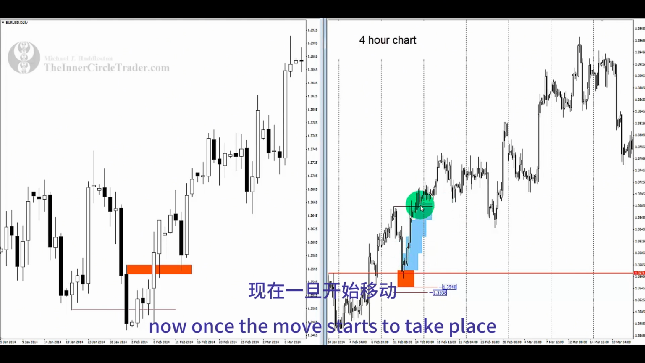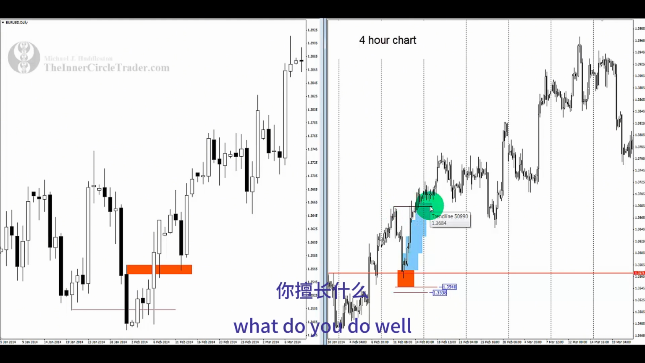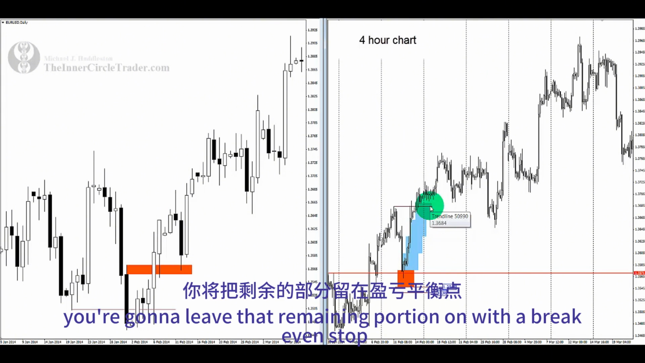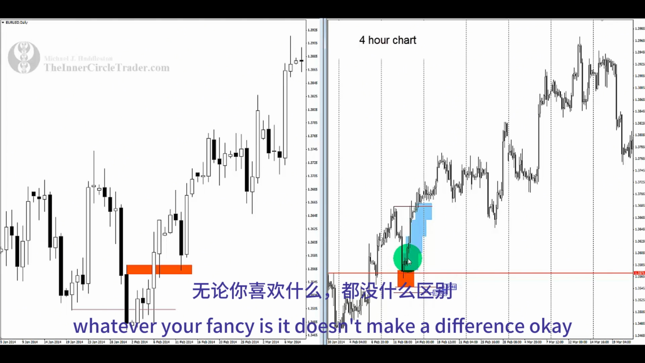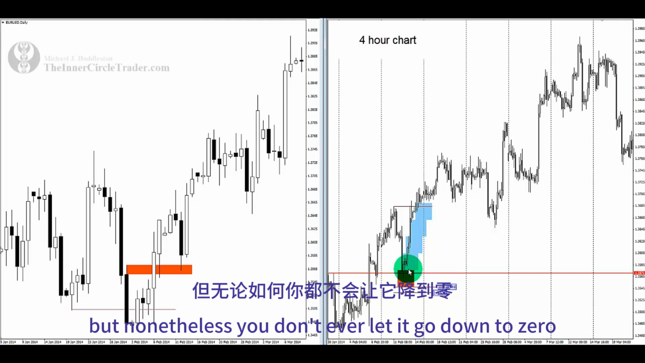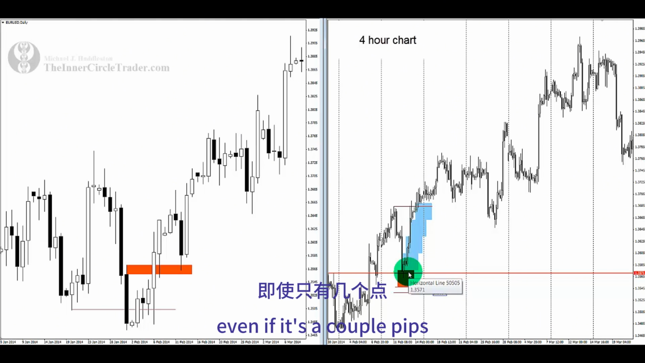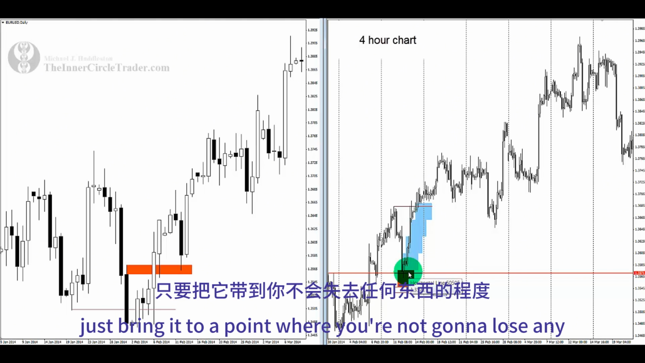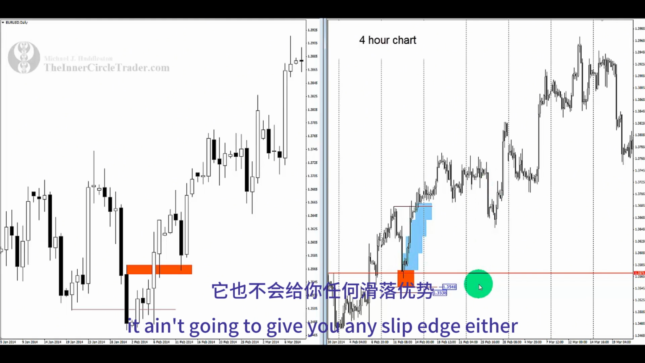Now, once the move starts to take place, and if you take 75 to 80% off of your trade here at this old high, what do you do? Well, you're going to leave that remaining portion on with a break-even stop or plus 10 or plus 20. Whatever your fancy is, it doesn't make a difference. But nonetheless, you don't ever let it go down to zero. So you're going to have to at least factor in something, even if it's a couple pips, 5 pips or something. Just bring it to a point where you're not going to lose any, and even if it was to wildly stab down into your stop, it ain't going to give you any slippage either.